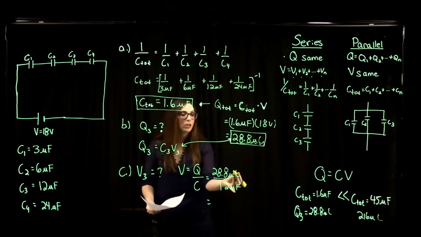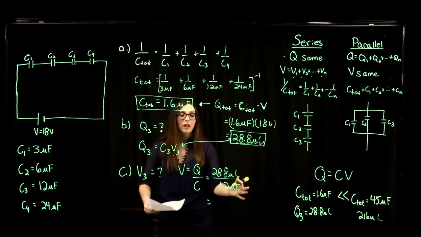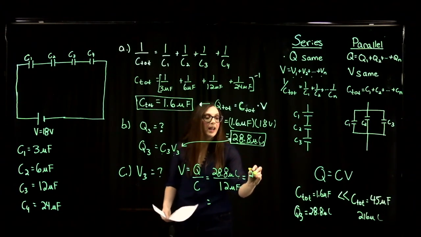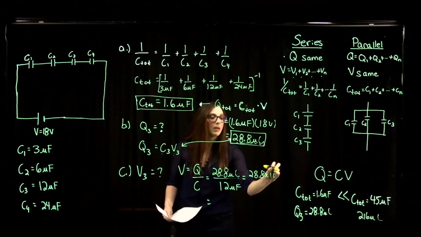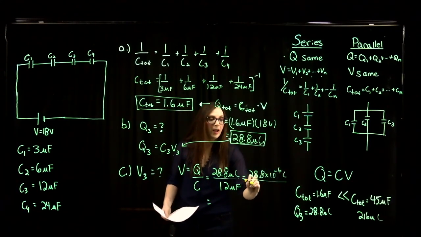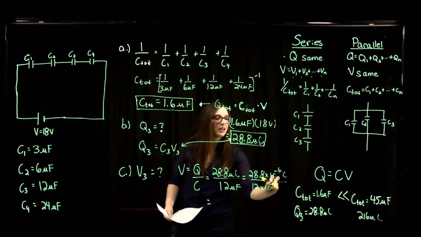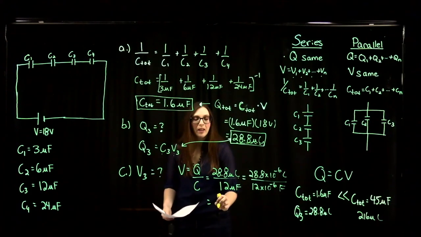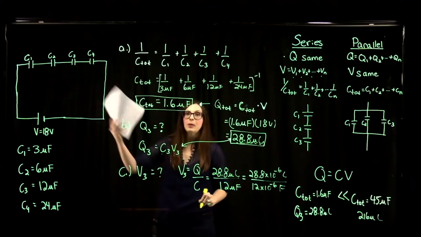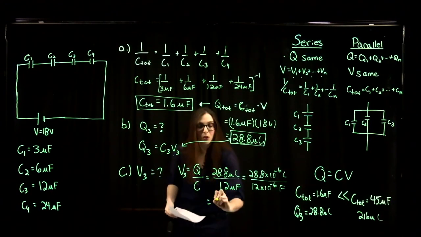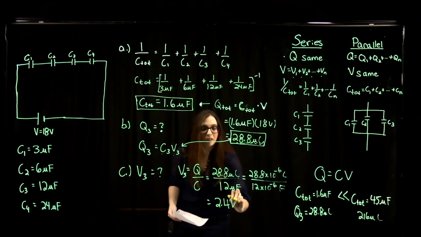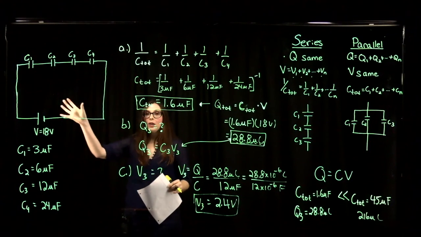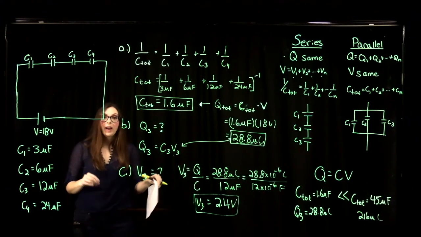Now, if both of these are in units of micro, and I divide them, I'm going to get back units of just volts. Because this is essentially 28.8 times 10 to the minus 6 coulomb divided by 12 times 10 to the minus 6 farads. And these 10 to the minus 6 are going to cancel each other on the top and bottom. So the potential difference across my third capacitor here is 2.4 volts, V3.